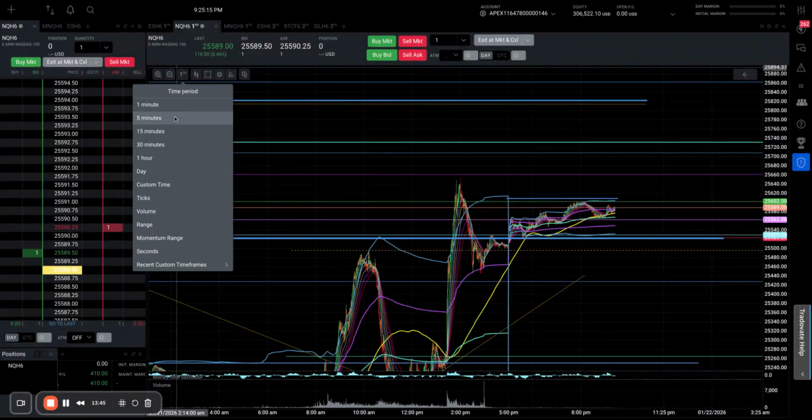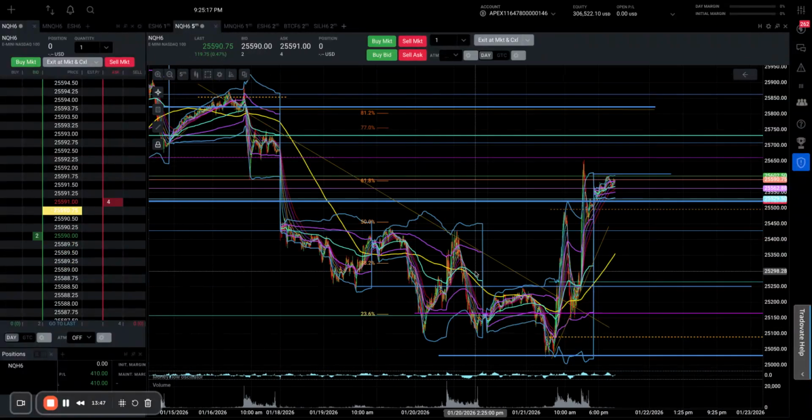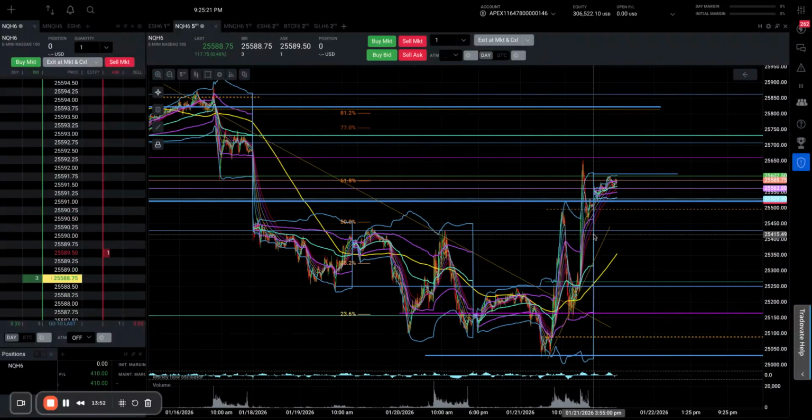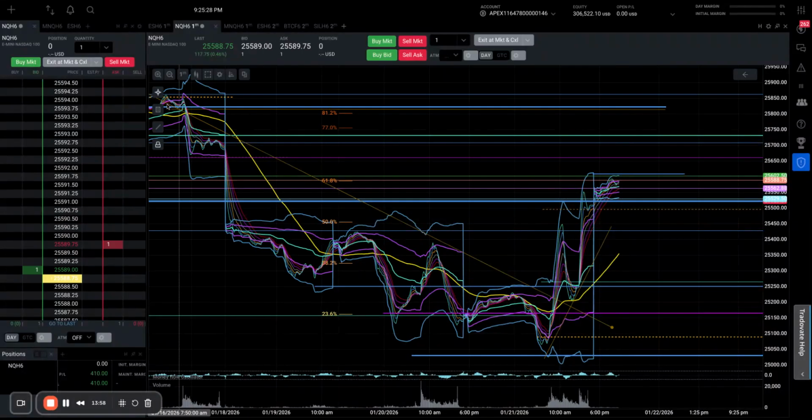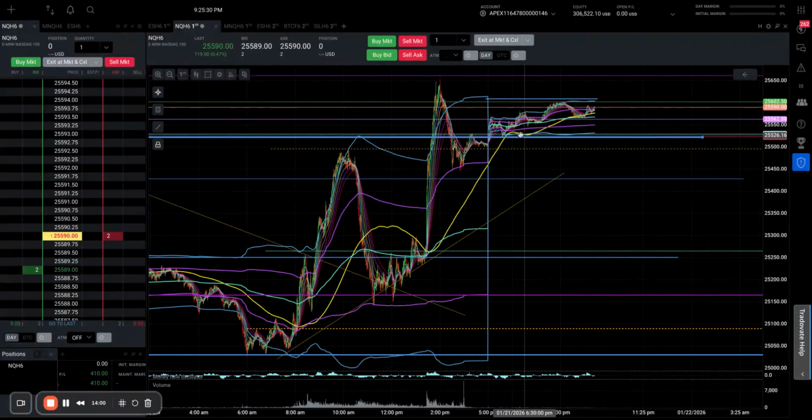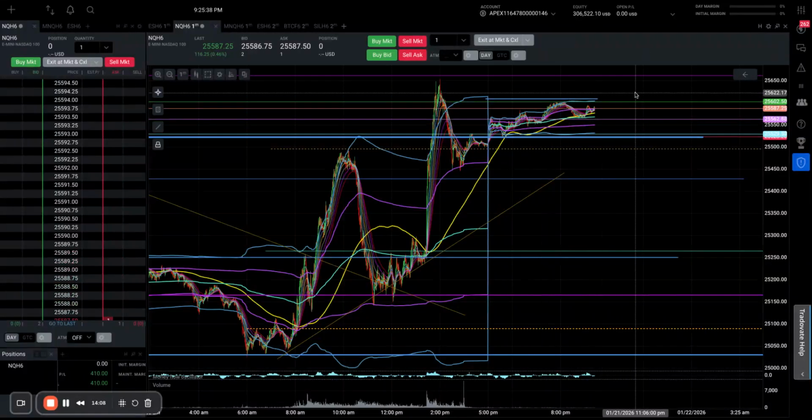If y'all want to know, let me look at the exact level. But as long as we're holding right here above that blue line, and we zoom in a little bit closer, here we want to be holding above here, guys. As long as we're holding above this blue line, we should be good to keep zooming up.